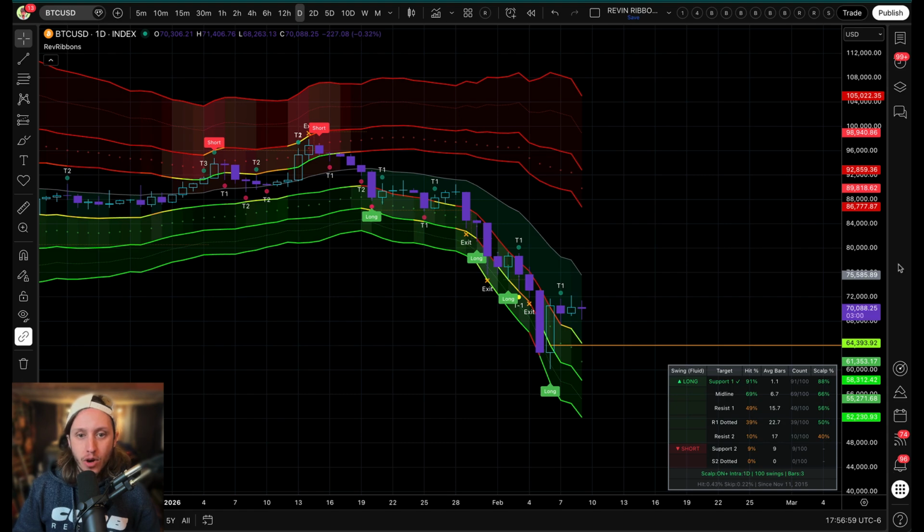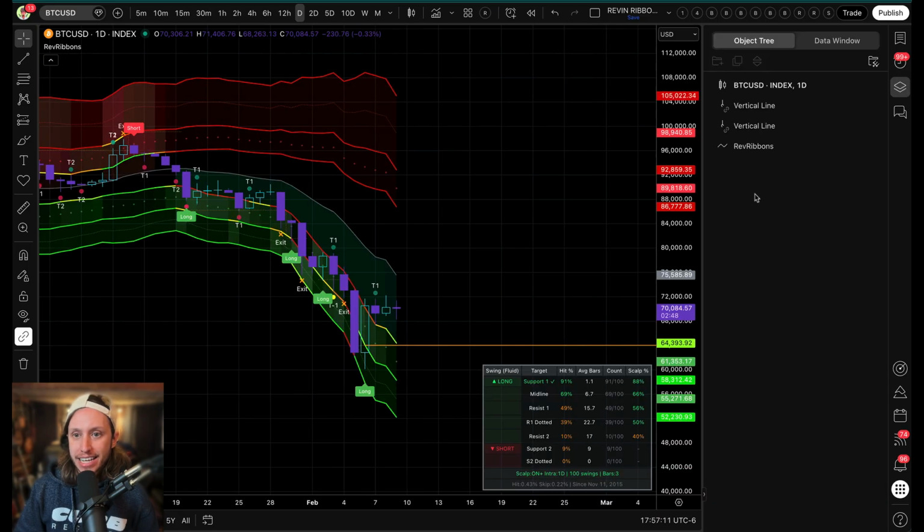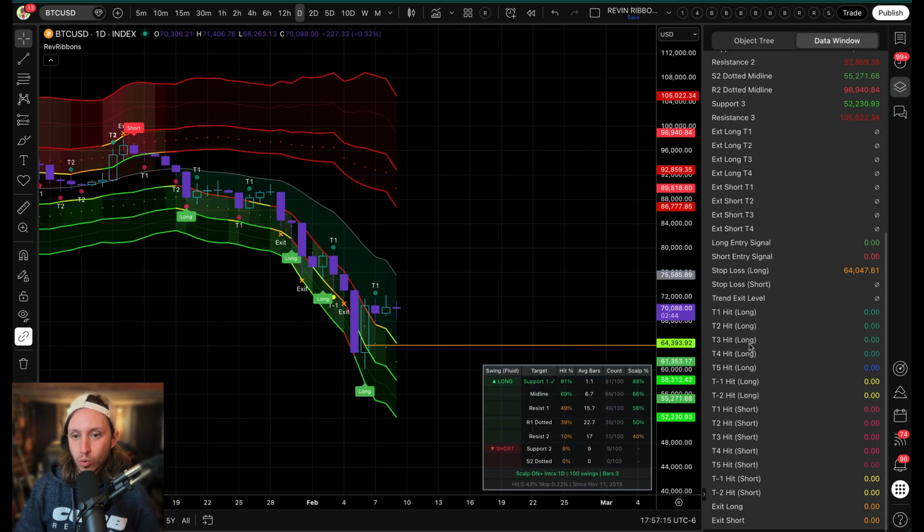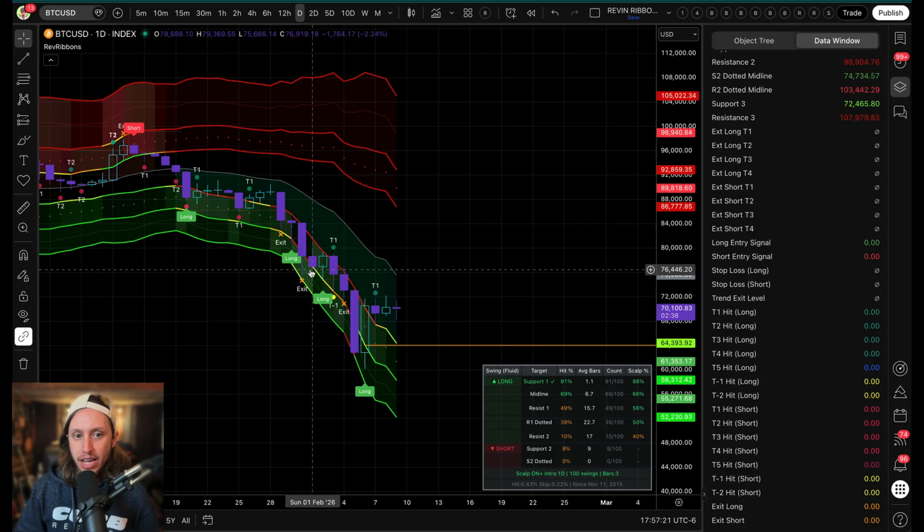All right, today in this video, I am going over the Reven ribbons, the swing, trend, and scalp system. You can see the table here and the target plots right there. They will be plotted in the data window. You can see zeros or ones when they are hit, so you can make alerts from these and actually use them intrabar to make scalp or swing or trend trades.